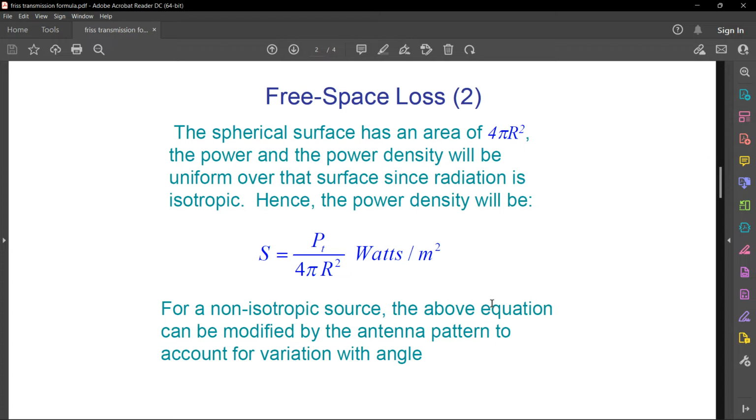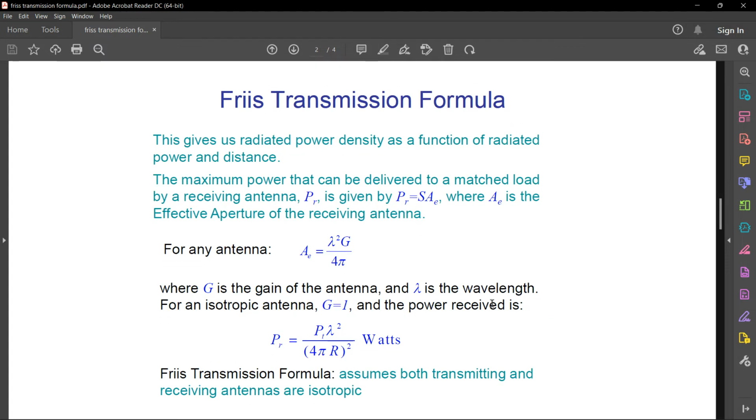But in practical cases, we are having non-isotropic sources only. So for a non-isotropic source, the above equation can be modified by the antenna pattern to account for variation with the angle. And already I have told you in spherical coordinate system, the angles mean both theta and phi will come over there. So with the Friis transmission formula, we have radiated power density as a function of radiated power and distance in the previous formula.